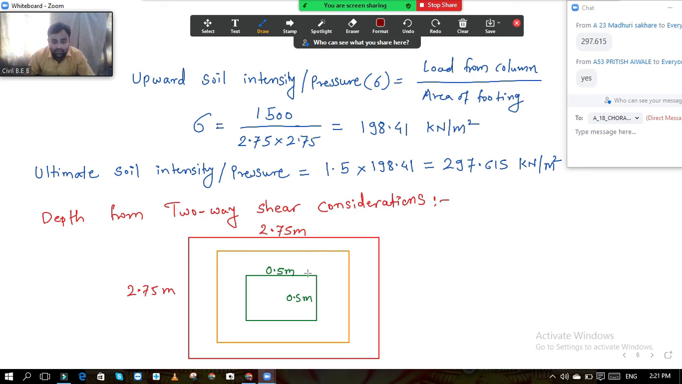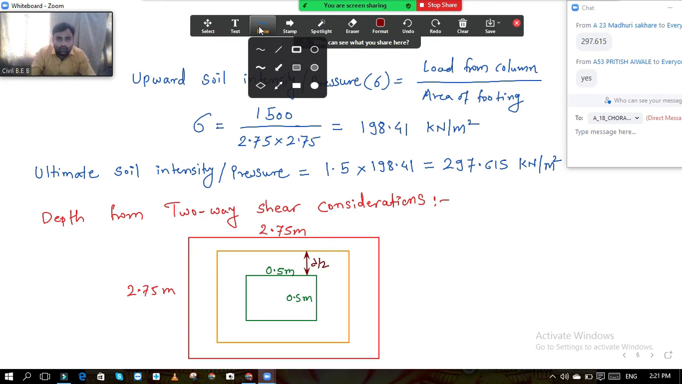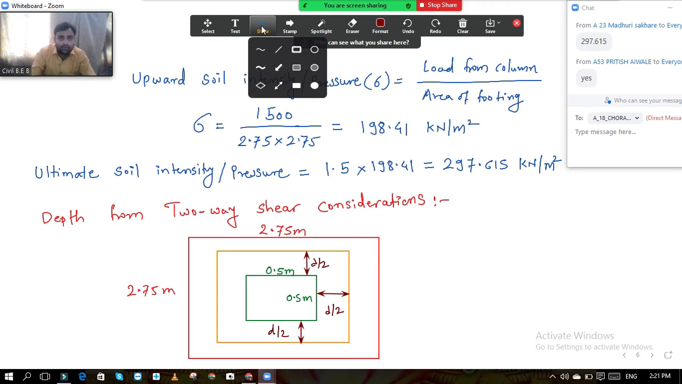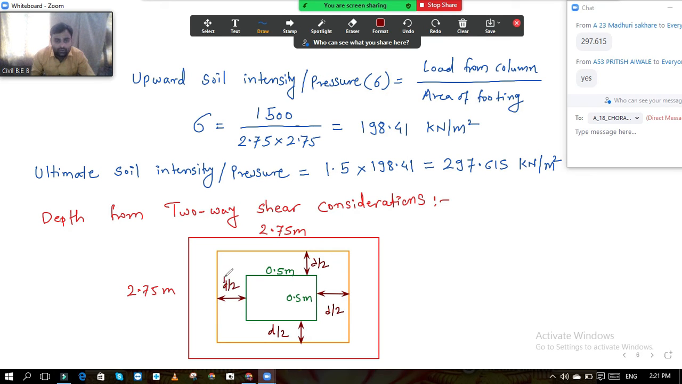This is called the critical section. From the face of the column up to this side, it is d by 2. Again from this face of the column to this side, it is d by 2, where d is the effective depth of the foundation or footing. From this face also to this corner, it is again d by 2, and on this side also it is d by 2.